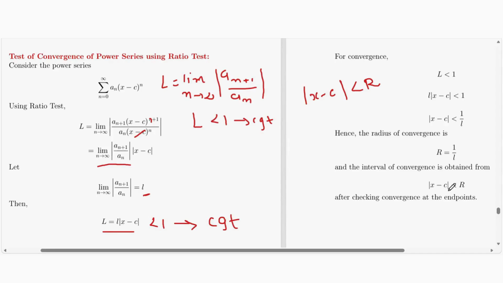The interval of convergence is obtained from mod of x minus c less than R after checking convergence at the endpoints. And this point we already discussed earlier: how to check the convergence at the endpoints. So to find the convergence of the power series, we use the ratio test.